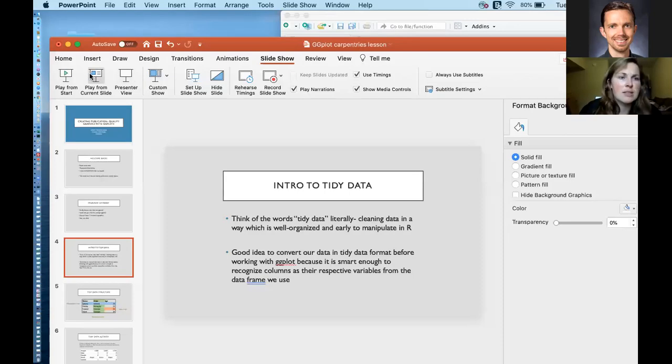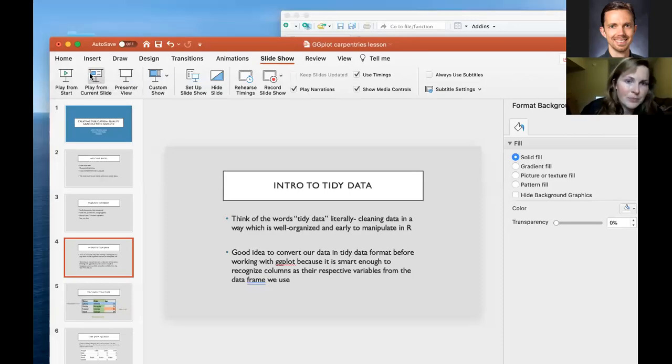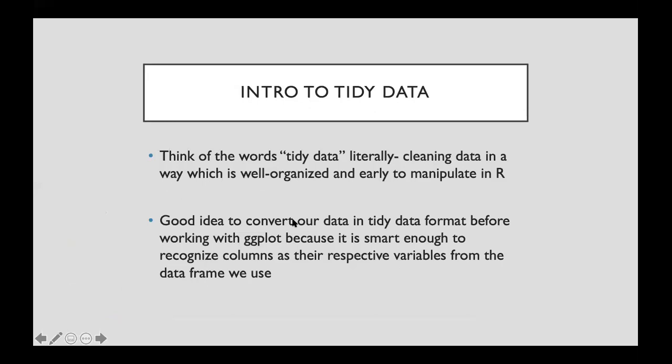About is something called tidy data. And as its name sort of suggests, tidy means clean. So whenever we're working with really any type of data manipulation, but especially when we're working with ggplot, it's really good that your data follows this sort of well-organized manner, because ggplot is actually quite smart and it can recognize the different variables that you have in your tidy data set very easily.